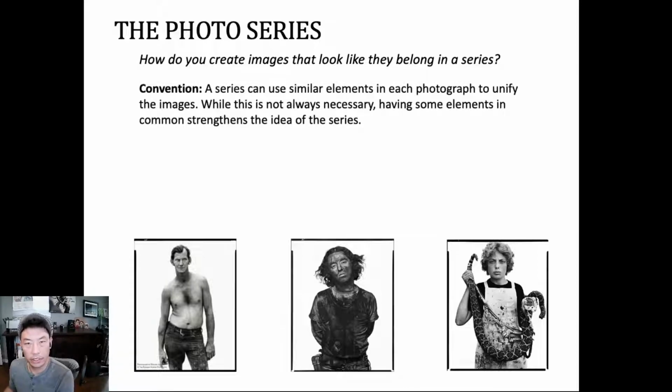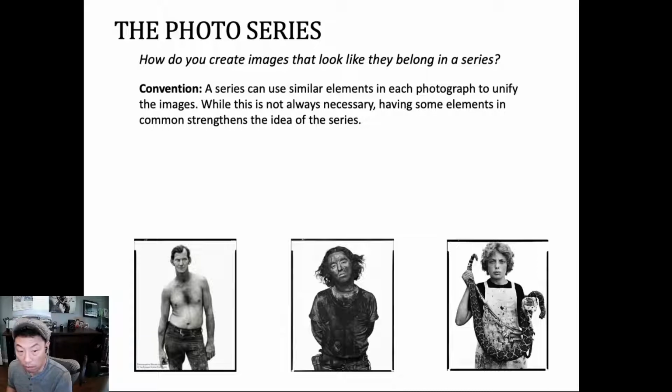There's something called convention. A series can use similar elements in each photograph to unify the images. While it's not necessary to have all of these elements consistent in every single shot, the more commonalities you have throughout each image, the more they appear to belong as one body of work. So if you look at these three images, what elements give you an idea that they belong together?